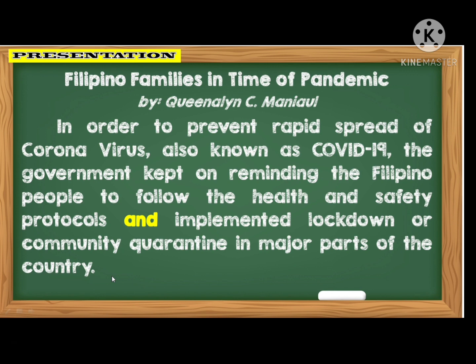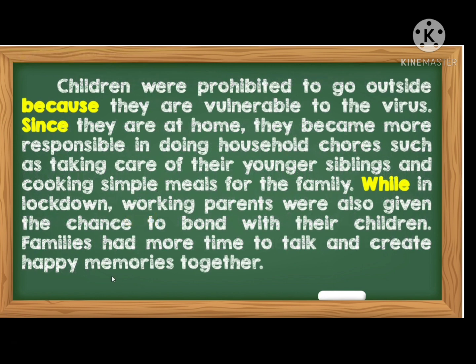In order to prevent rapid spread of coronavirus, also known as COVID-19, the government kept on reminding the Filipino people to follow the health and safety protocols and implemented lockdown or community quarantine in major parts of the country. Children were prohibited to go outside because they are vulnerable to the virus. Since they are at home, they became more responsible in doing household chores such as taking care of their younger siblings and cooking simple meals for the family.